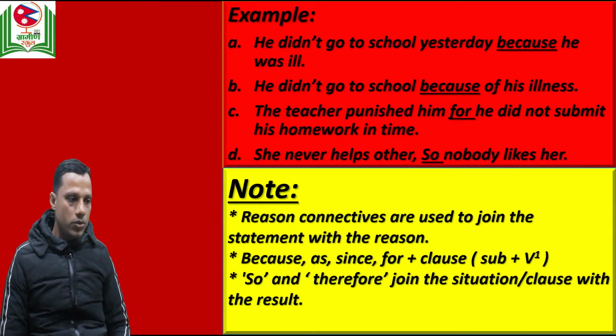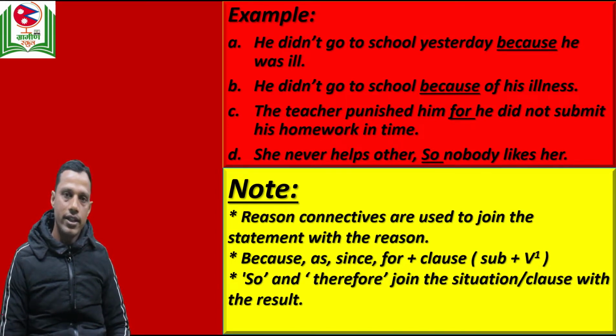And one more thing that you have to note in the above examples is that after because you can see there is a clause, right? But after because of there is a phrase. Because of is followed by a phrase. Because of his illness. His illness, this is a noun phrase. So this is the thing you should notice carefully.